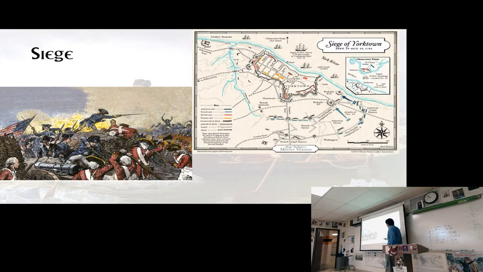So, going in October, they kept shelling Yorktown. The American artillery, they didn't have enough gunpowder to practice, so they couldn't hit anything. The French were much better, once again, just like their uniforms, embarrassed them.